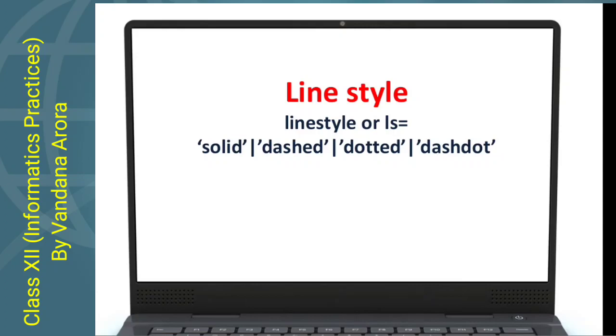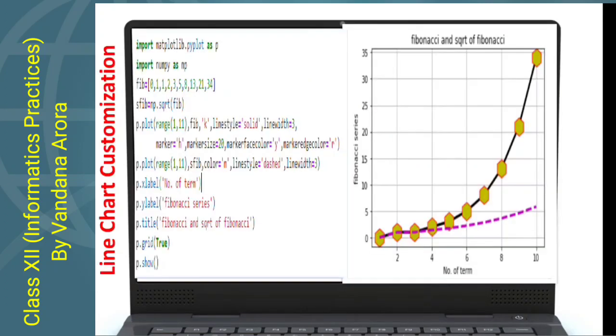Then we have different line styles available in Python. To change the line style, we write the code linestyle equal to, or we can write ls equal to solid. Solid is the default line style. In case of line chart, we can use dashed style, dotted style, dash dot style. We have 4 line styles in Python for the line chart.